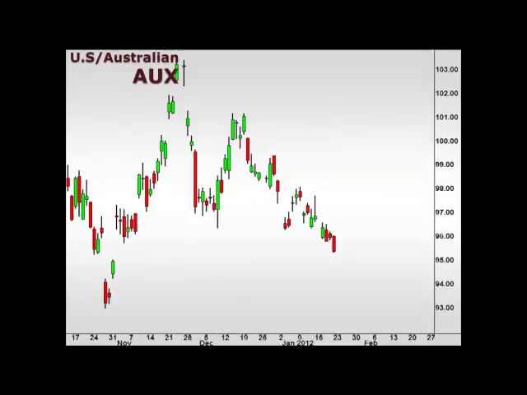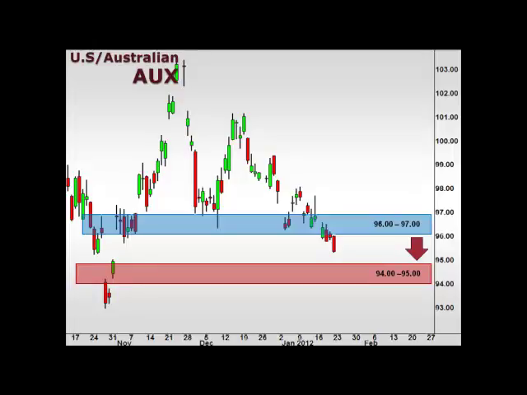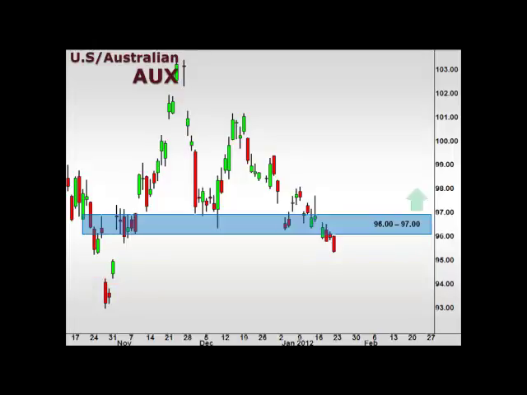Let's take a look at the AUX, the US dollar versus the Australian dollar. The AUX continues to trend to the downside after failing to break higher last week. Now, 94.95 is the next major support level. We need to see a break back above this 97 level in order to signal a reversal of the downtrend and a potential opportunity to trade a move higher.